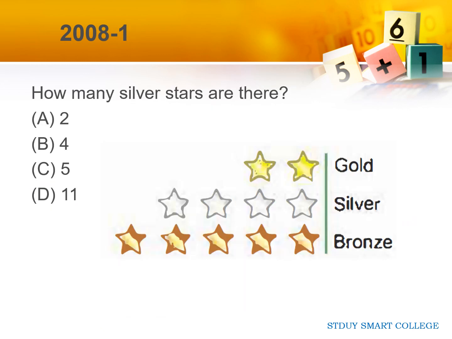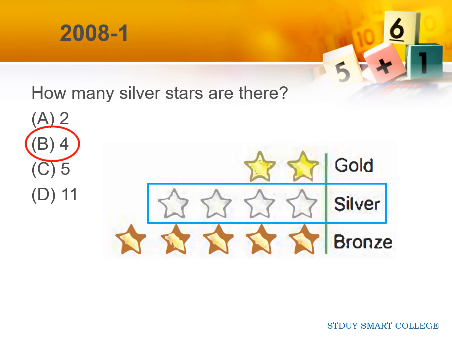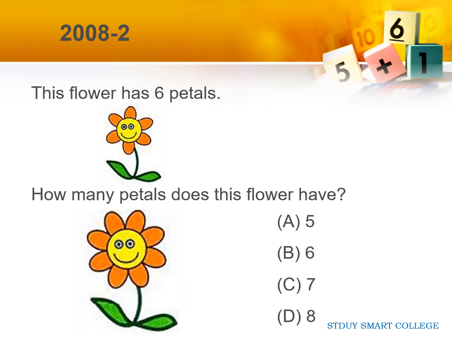How many silver stars are there? Find silver row first. Then count out 4. Hence choose B. This flower has 6 petals. How many petals does this flower have? Let's count. 1, 2, 3, 4, 5, 6, 7, 8. Hence choose D.